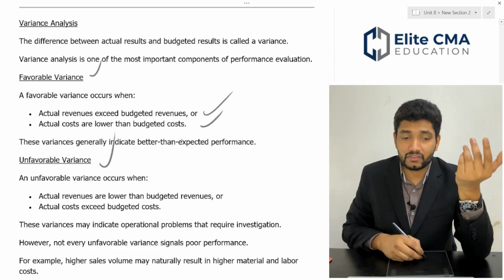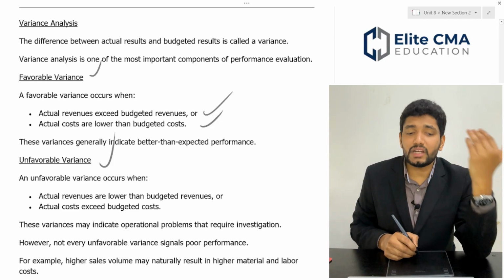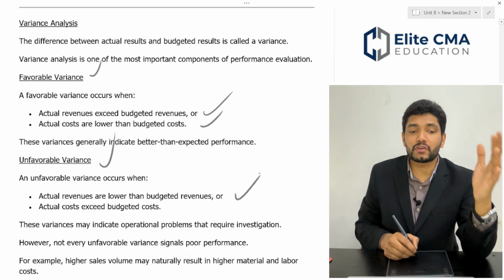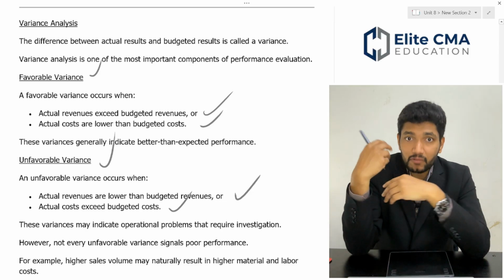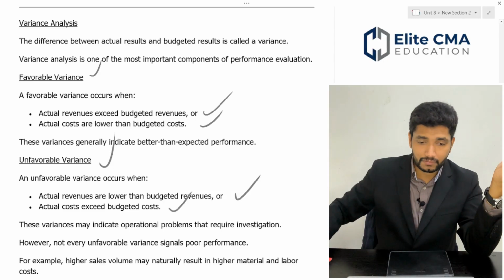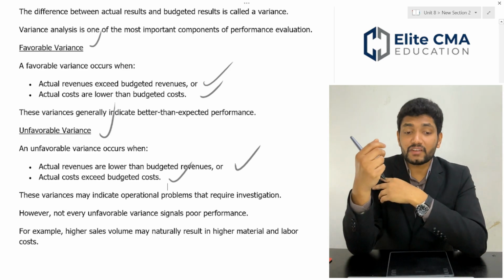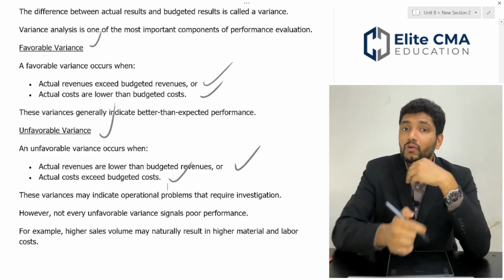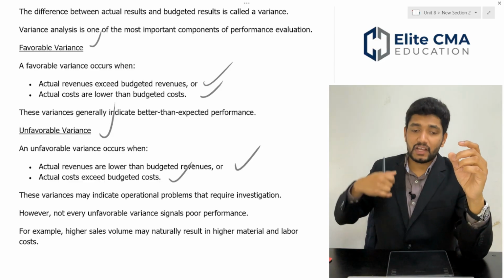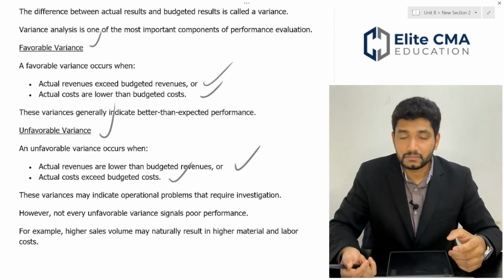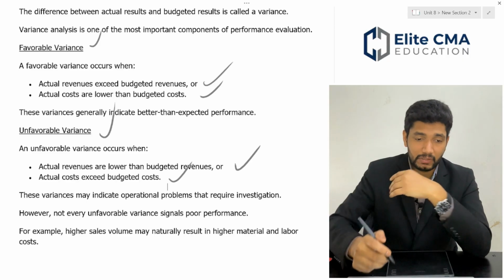An unfavorable variance is unfavorable to the company's performance. That means actual revenue is lower than the budgeted revenue or actual cost exceeds budgeted cost. These are unfavorable situations for the company. These variances indicate an operational problem or an execution problem in the company, which requires investigation and has to be reviewed and corrected for future performance.